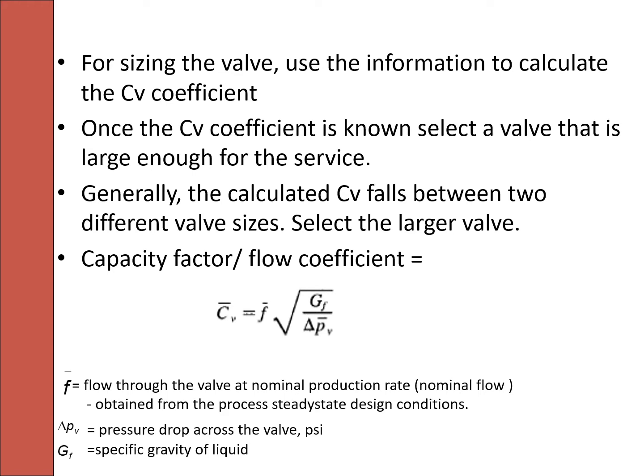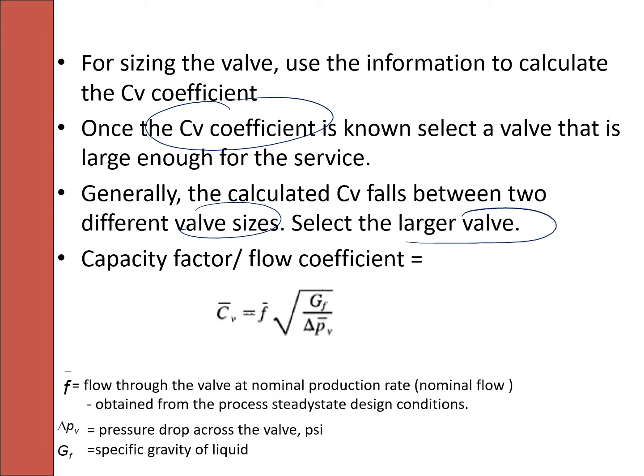So if the value of CV is large enough for the services, normally we will select the valve that has large enough capacity to sustain the CV coefficients. Generally the calculated CV falls between two different valve sizes. So if you get the value of CV in between two valve sizes, you may select the larger valve.